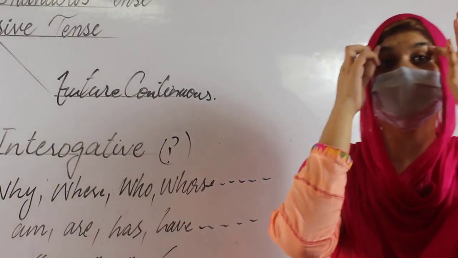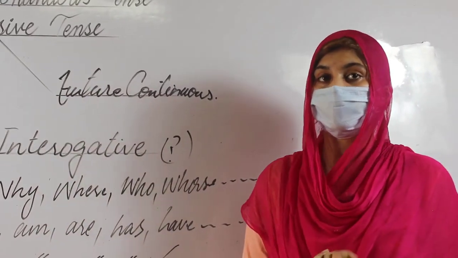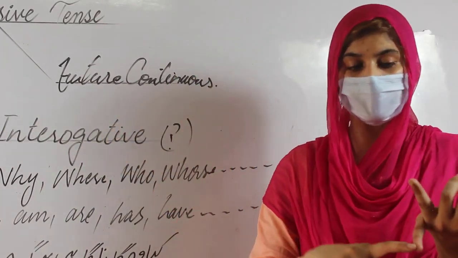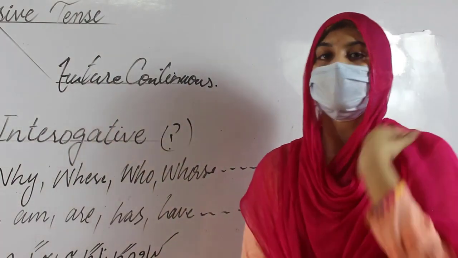This is your assignment: you have to write 10 sentences for each part, 10 for affirmative, 10 for negative, and 10 for interrogative, for the future continuous tense.